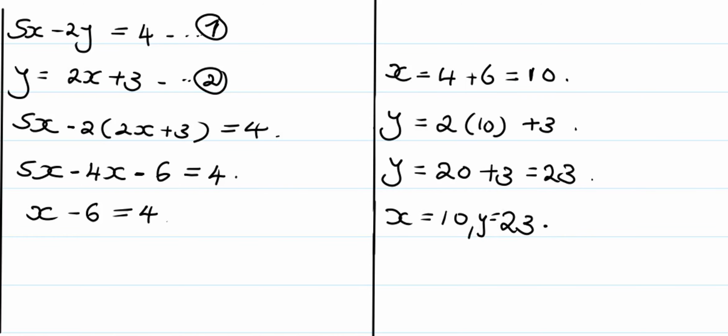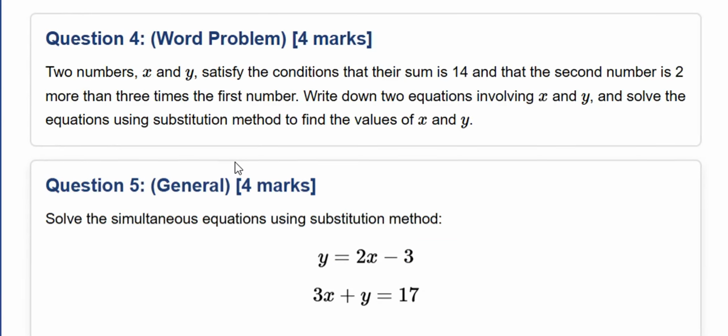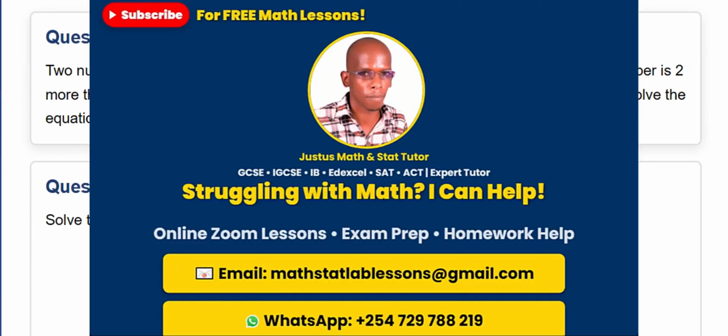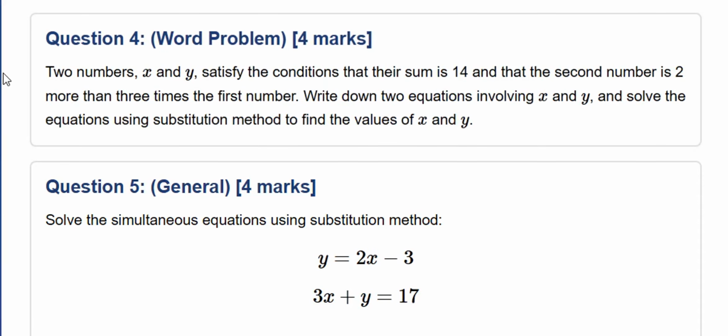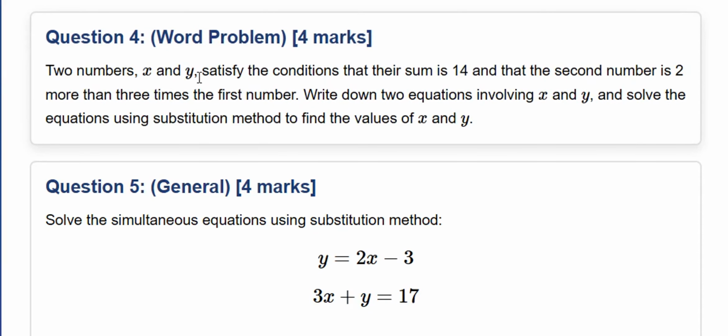Can we try question 4, which is a word problem? In this question 4, you are told two numbers x and y satisfy the condition that their sum is 14 and that the second number is 2 more than 3 times the first number. Write down 2 equations involving x and y and solve the equation using substitution method to find the value of x and y. First of all, you are given the 2 numbers, they are x and y, and then you are told their sum is 14.